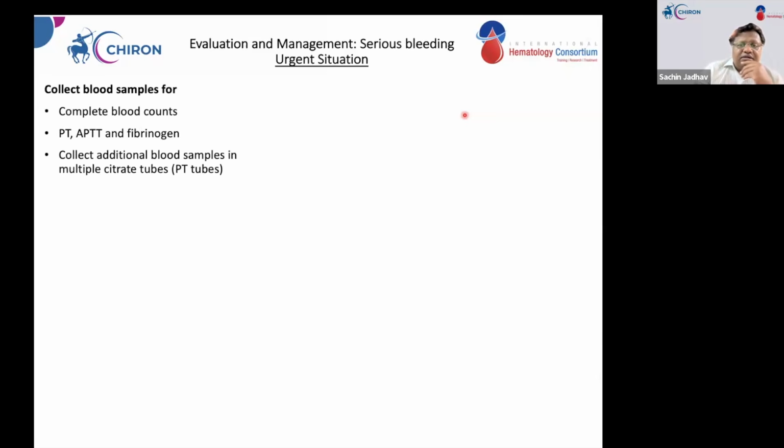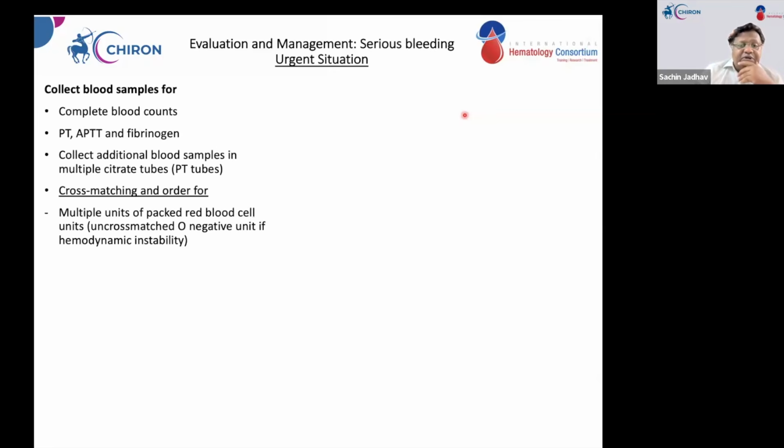Collect some extra coagulation samples, in a prothrombin tube, citrate tube. Collect 5, 6 tubes and just keep them. So you send one tube for PT fibrinogen and you collect 5, 6 extra tubes. Okay. Send for cross matching. Ask for multiple, 3, 4 PRBCs, because if the patient is sick with a lot of serious bleeding, then you're going to need a lot of PRBCs. And sometimes in an emergency, you have to give uncross-matched O-negative unit if the patient is hemodynamically unstable.